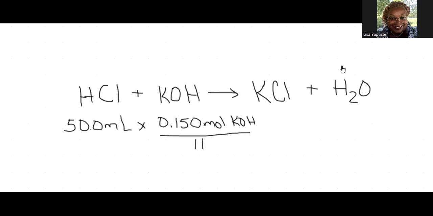Now we are going from moles of KOH to moles of HCl. For that, we're going to look at our balanced chemical equation. Because there are no coefficients, it's understood to be 1, and so it's a 1-to-1 mole ratio. So that means that we have 1 mole of HCl over 1 mole of KOH.